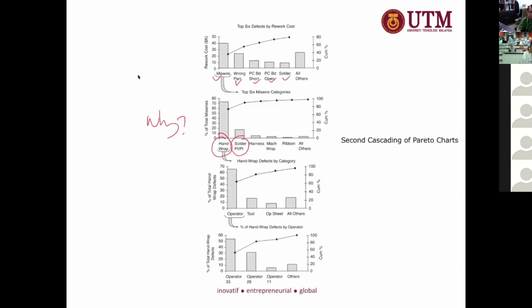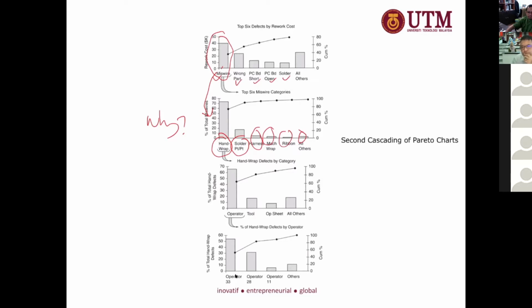Solder, for this example, they ask why miswire, because of this. Why miswire? Because of this. So then, cascading down, hand wrap is the majority, close to 80%. This is very minimal, but they want to know really why hand wrap? Because of this. Operator, but the operator contributes a lot, near to 70%.